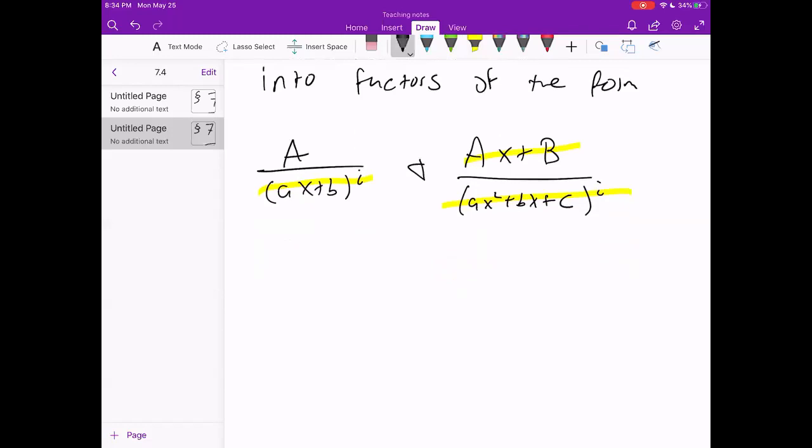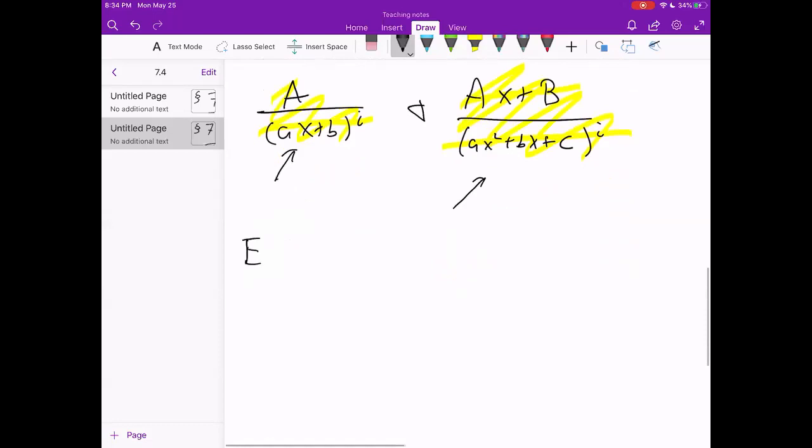But the point of this is, if you look at these two factors here, a over ax plus b to the i and ax plus b over ax squared plus bx plus c to the i, these can be integrated, and that's really going to help us. These can be integrated into logarithms or powers. You can use U substitution for this, and you can use U substitution for this one also. So let's jump into an example.